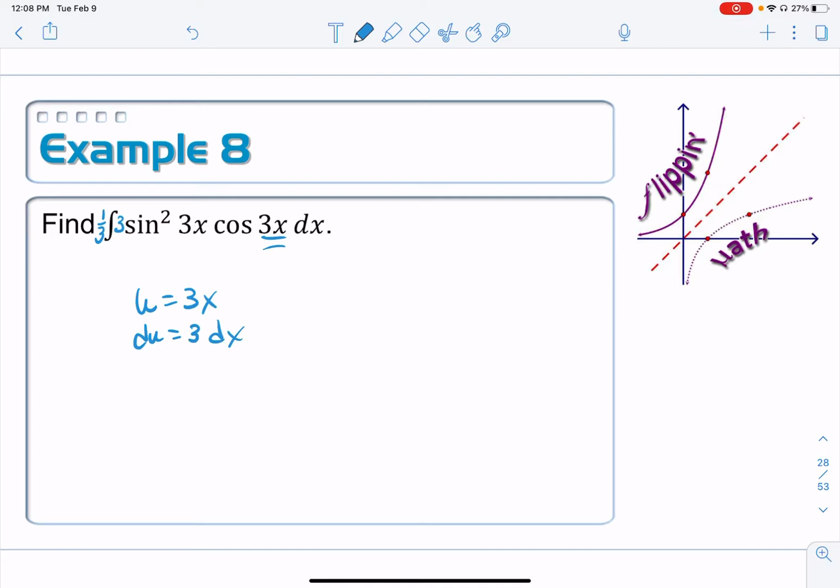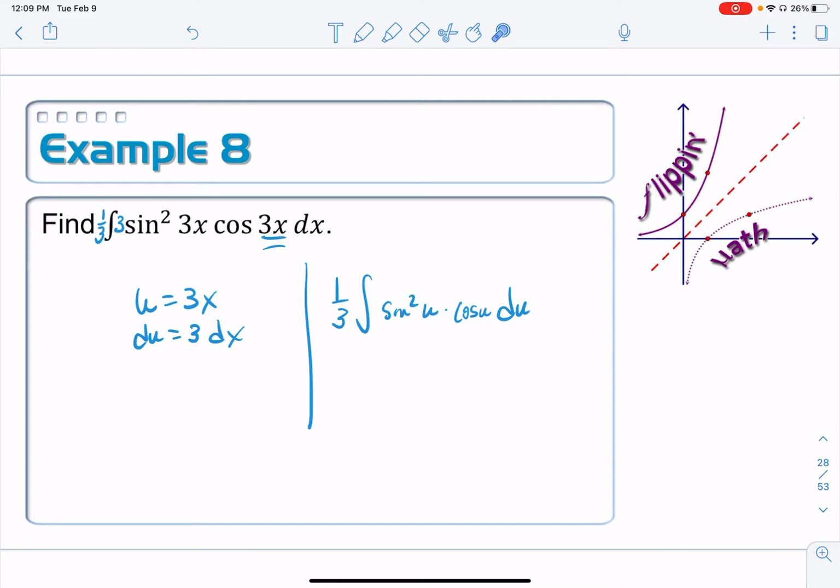I guess we should just rewrite our integral here. Oh, don't forget the 1/3. 1/3 integral. This 3 with the dx becomes the du. All right, and then all of our 3x's are going to become u's. So I still have a sine squared of u, and then multiplied times a cosine of u.